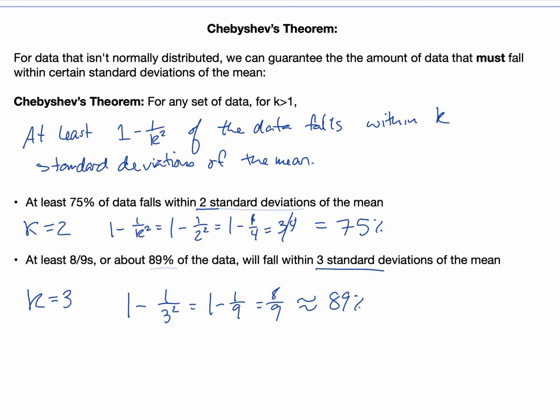So notice that these are both less impressive values than those for the empirical rule. The empirical rule says that if the data is normally distributed, approximately 95% of the data falls within 2 standard deviations, and approximately 99.7% falls within 3 standard deviations. So there is a stronger result if we're talking about normal distributions as opposed to a distribution that we don't know anything about, which of course makes sense.